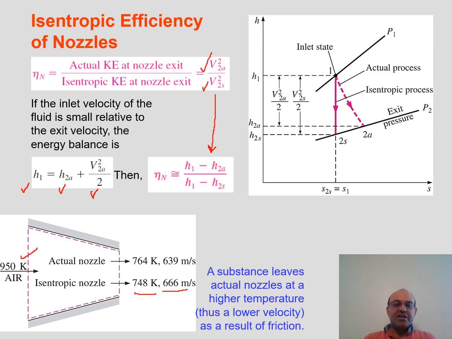Then if the nozzle is non-isentropic, or if it's irreversible or actual, then the velocity is smaller than the isentropic velocity. So it means that some of the energy has been wasted and has been converted to heat, converted to internal energy. That's why you see that the temperature of the gas at the exit of an actual nozzle, 764 here as an example, is higher than the isentropic temperature. The reason is that because of the irreversibilities in an actual nozzle, because of friction and viscous effects, some of this kinetic energy is converted to heat.